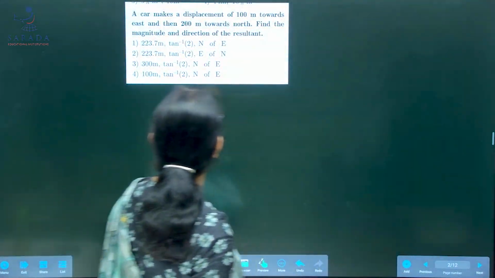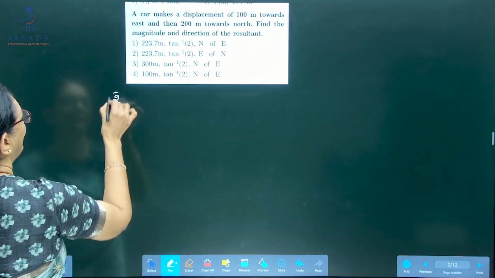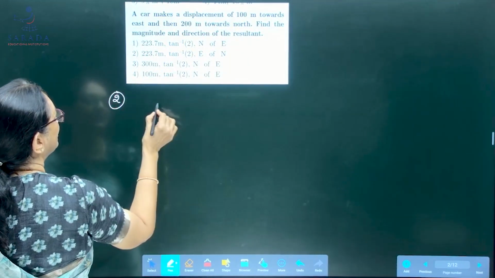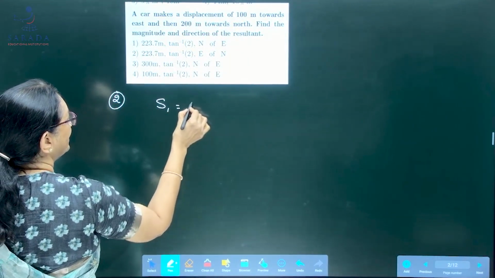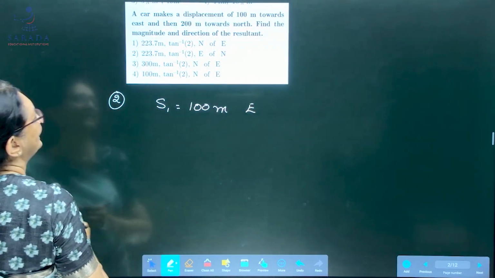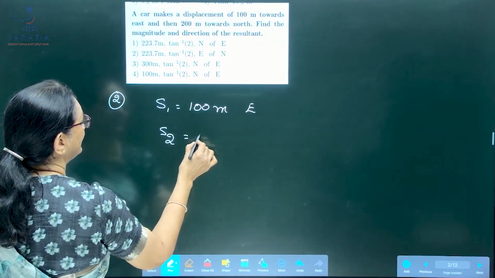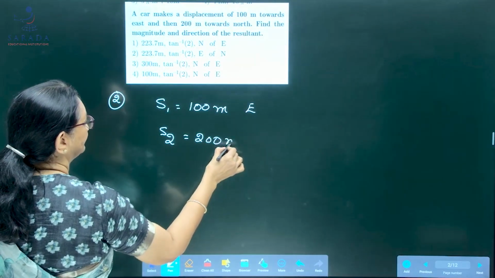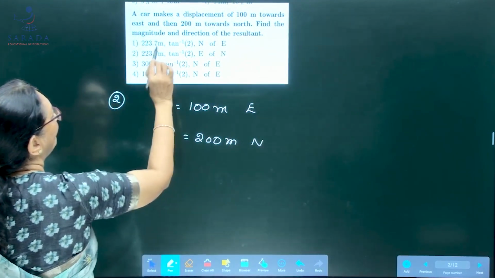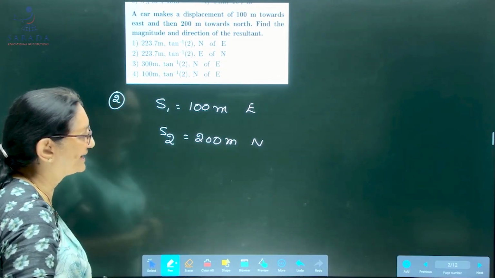Let us go to the next problem. Second problem. A car makes a displacement of 100 meters towards east. S1 is equal to 100 meters towards east. Then S2 is equal to 200 meters towards north. Find the magnitude and direction of the resultant displacement.